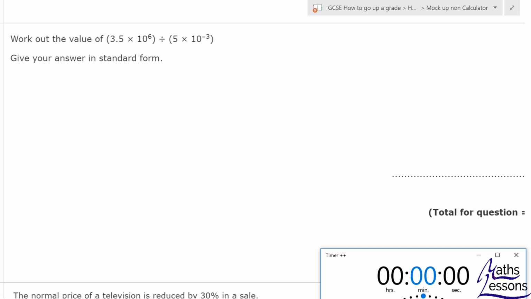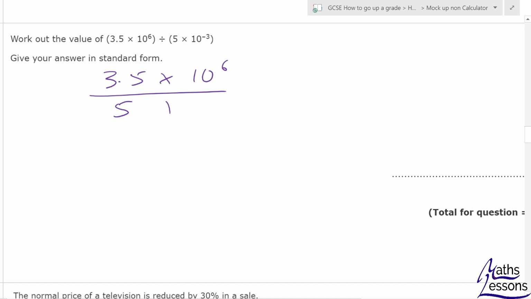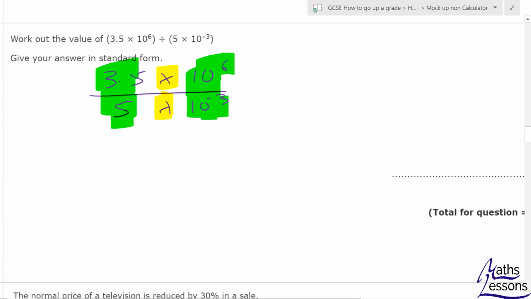Right, here we go. This question. When you do standard form questions without a calculator, you need to realize you need to split it up. So 3.5 times 10 to the 6 divided by 5 times 10 to the minus 3. Because you've got this times here, you can actually split it up into that divided by that, and that divided by that. That's the easy way to do the question.